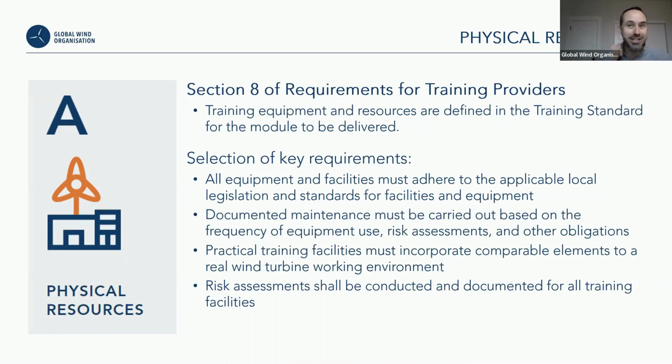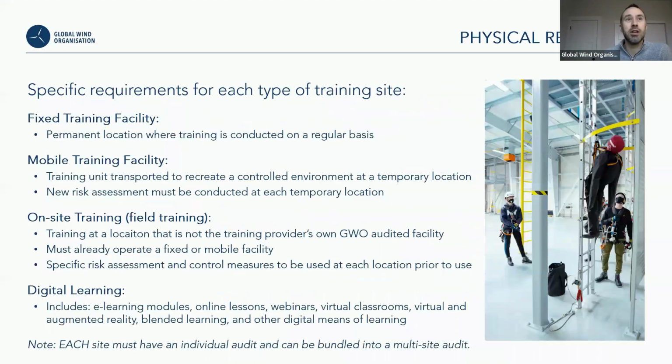Not everybody has to have a nacelle for their training, but you can get creative with the way that you design your equipment and structures. And then, as I mentioned before, is the documentation of risk assessments for every piece of equipment that you have in your facility. There's 4 different types of facilities that are called out in the GWO training standards.